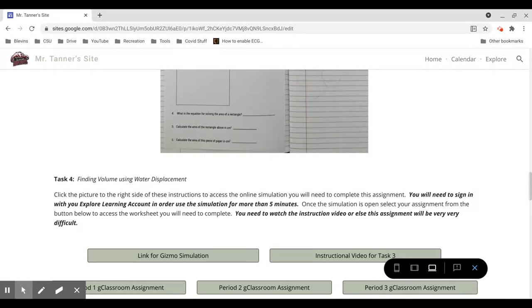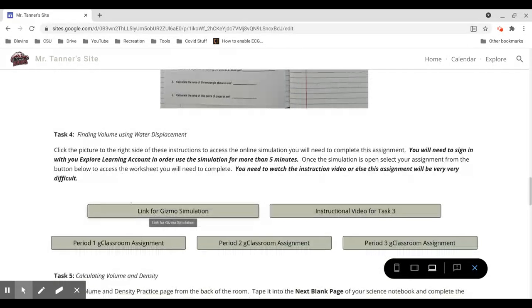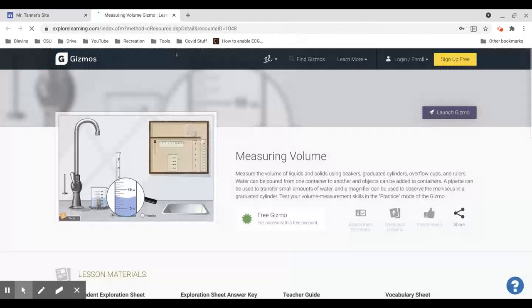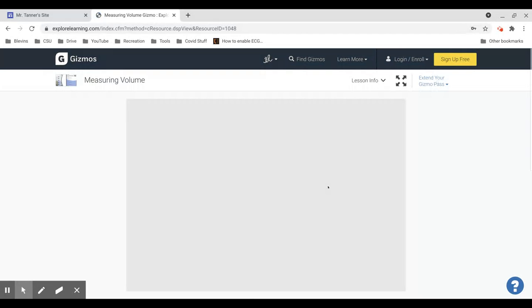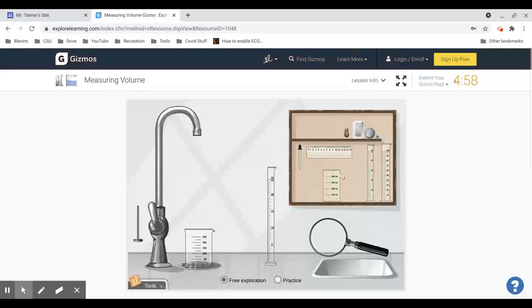So there's no calculation for this. It's a different way of determining volume, and it uses a Gizmo simulation. So this is the link to that simulation. And once you're there, you'll need to log in. We will have signed up together already. So you're going to just log in, then launch the Gizmo. If you don't log in first, you'll only get 5 minutes of actually using that Gizmo. So you can see I didn't log in and I'm getting a countdown timer for 5 minutes.